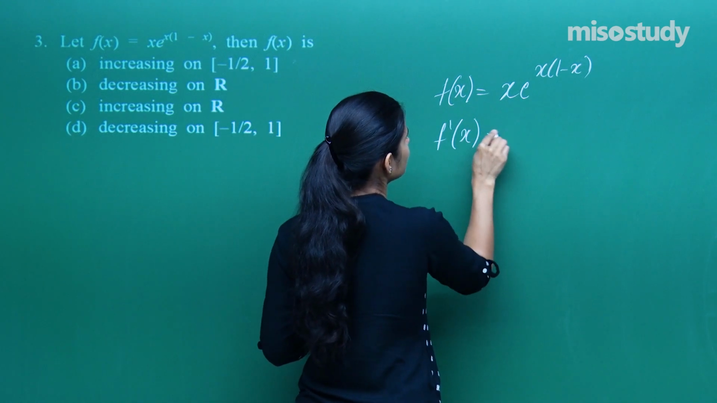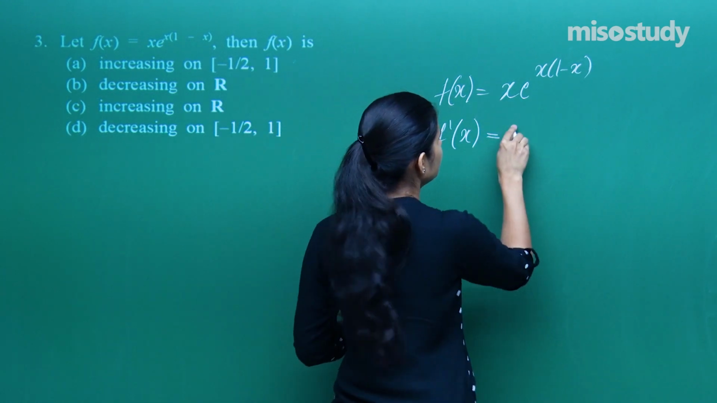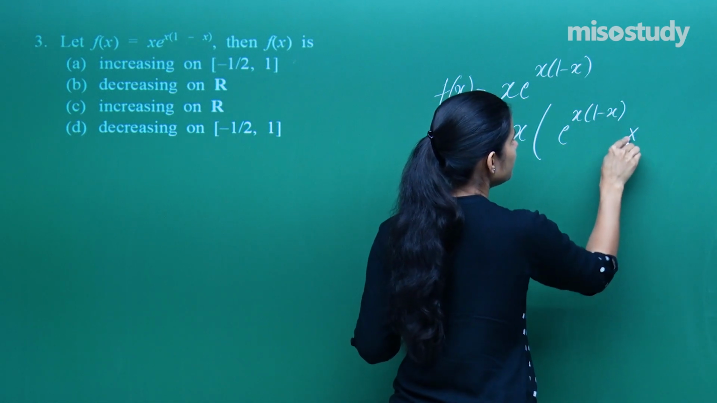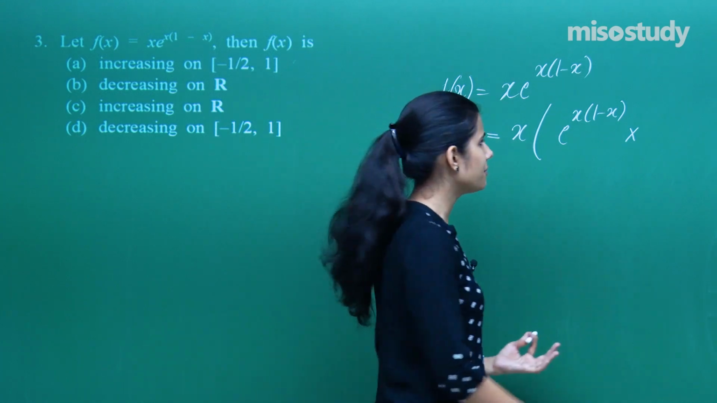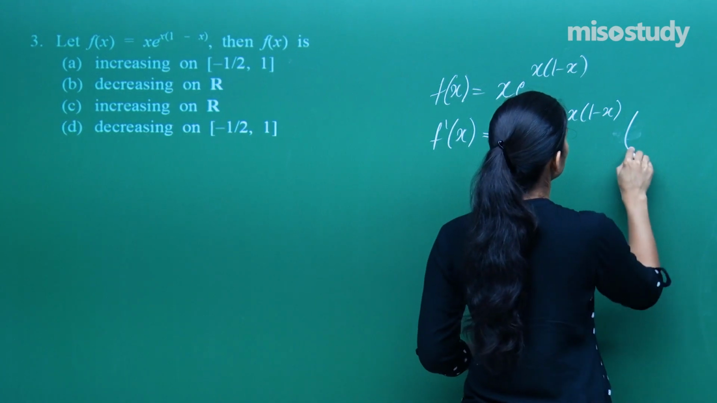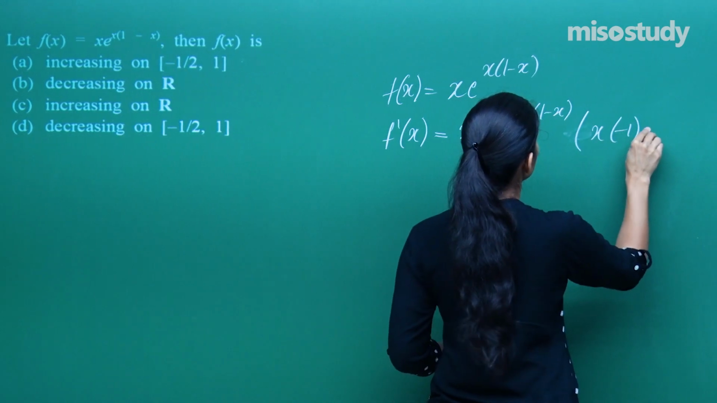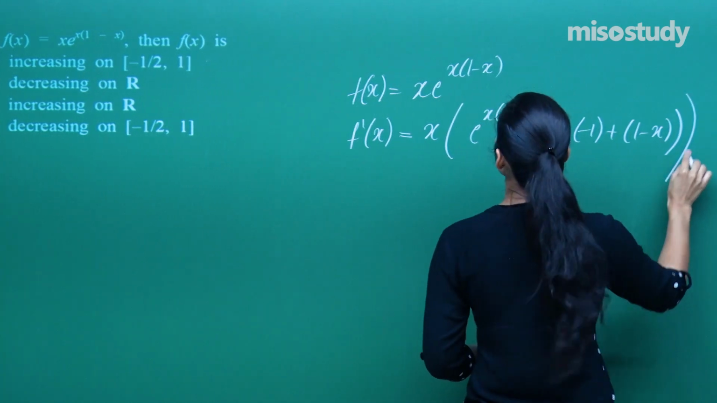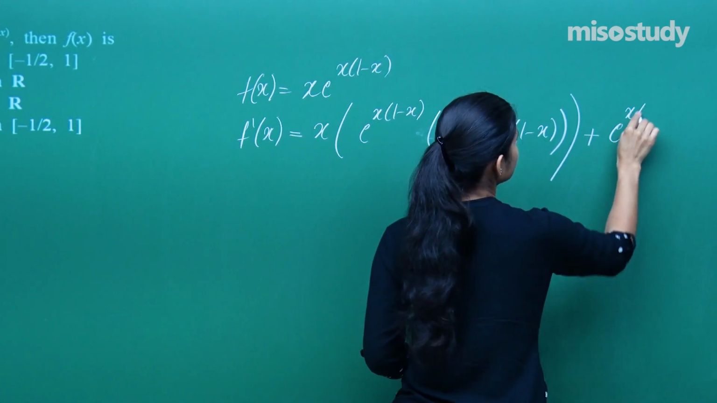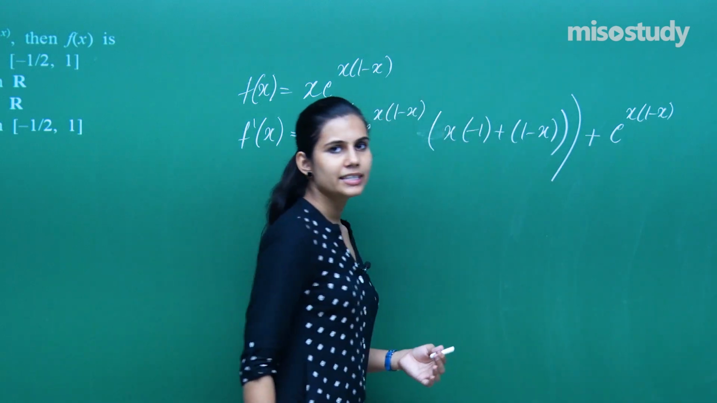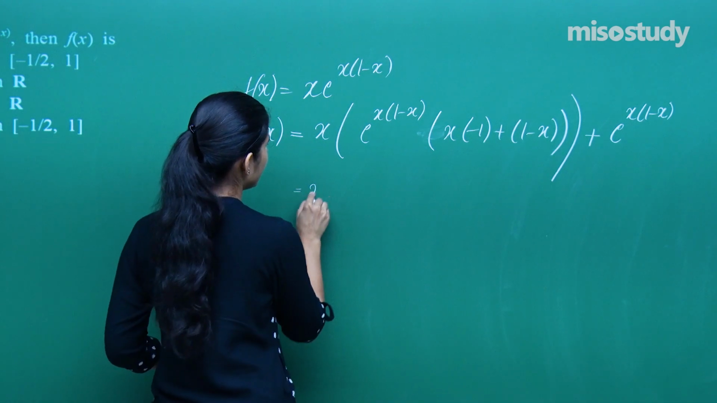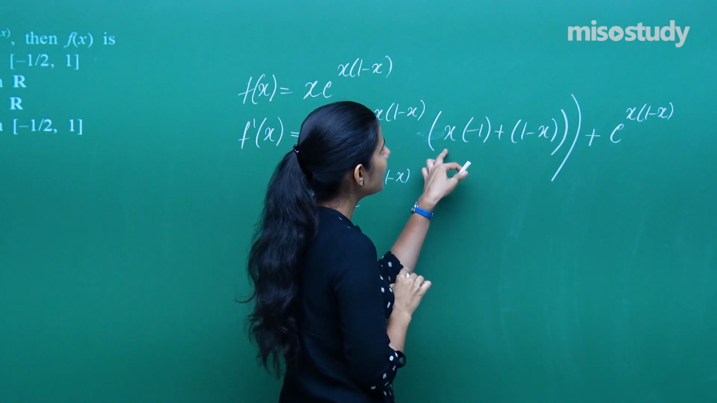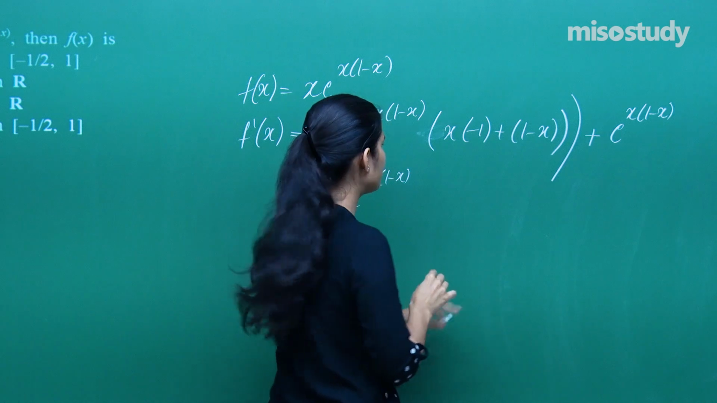f dash x is what? First function into differentiation of second, so this multiplied by differentiation of x into (1 minus x), which is x into minus 1 plus 1 minus x. This thing, and then you have plus e to the power x into (1 minus x) into d by dx of x, which is 1 only. So, you get x, inside you have e to the power x into (1 minus x). This is minus x plus 1 minus x, so 1 minus 2x.